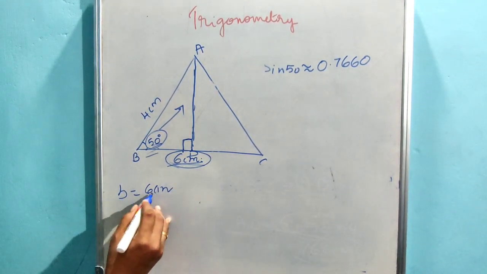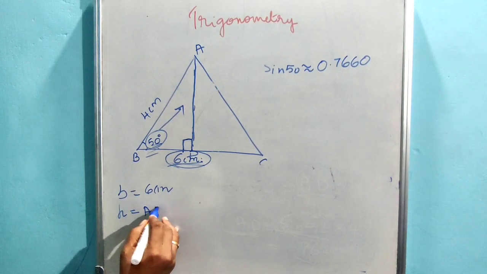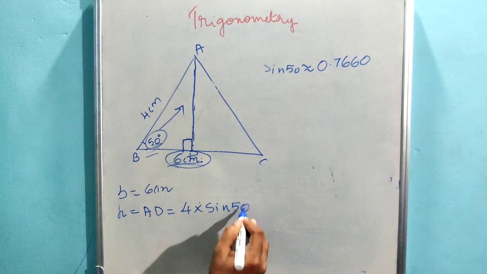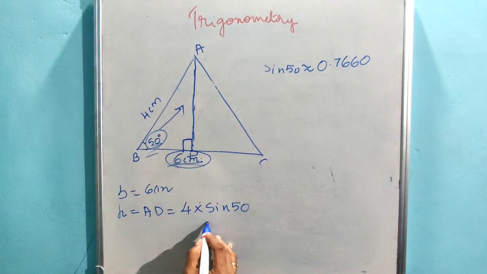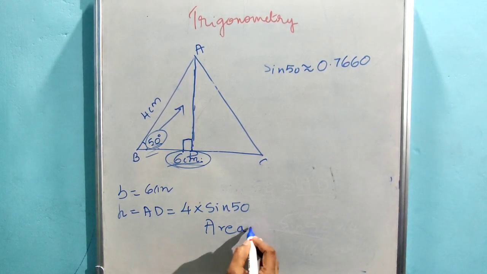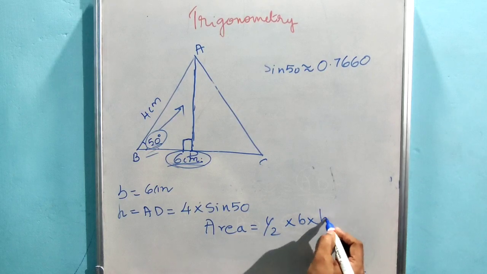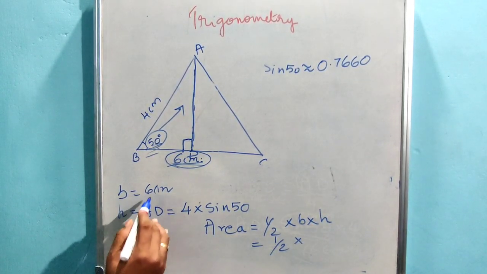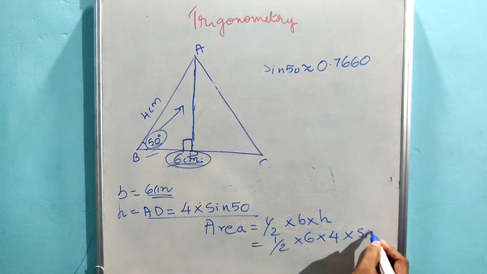Here we have the base 6 centimeter, and what is the height? Height is AD. What is AD? AD is equal to 4 into sine 50. Just write this. Now we are going to calculate its area. What is the area of a triangle? Area of a triangle is equal to half into B into H, right? So we have half into, what is B? B is equal to 6 into, what is H? H is equal to 4 into sine 50.